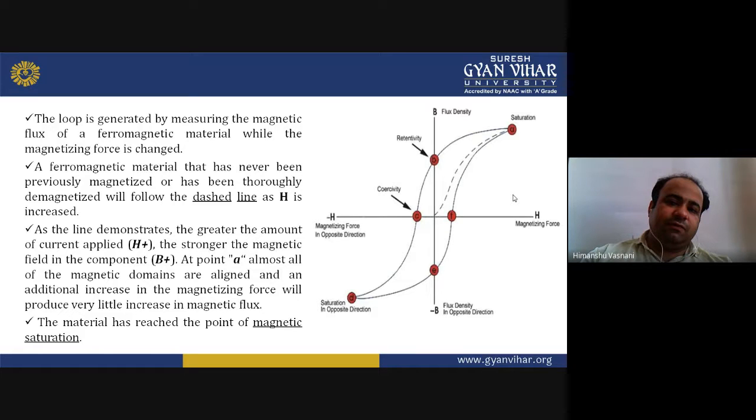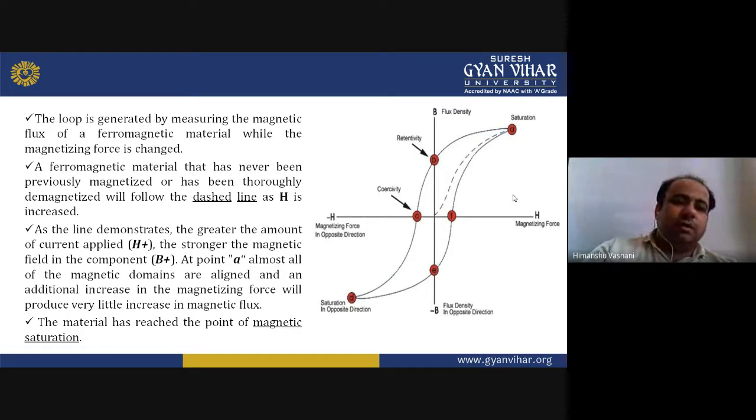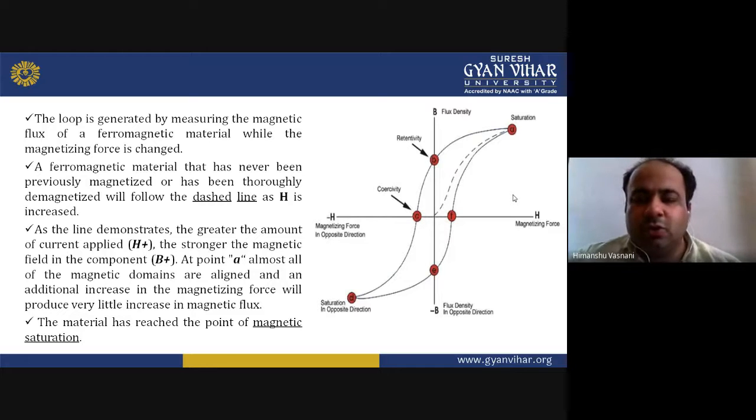Now, as the line demonstrates, the greater the amount of current applied, as H is increasing, the stronger the magnetic field in the component. You can see that the loop is showing that as you are increasing the value of H, automatically the value of B is also increasing. They say that the greater the amount of current applied, the stronger the magnetic field in the component. This we have studied in the principles, or the properties, of magnetic lines of force.